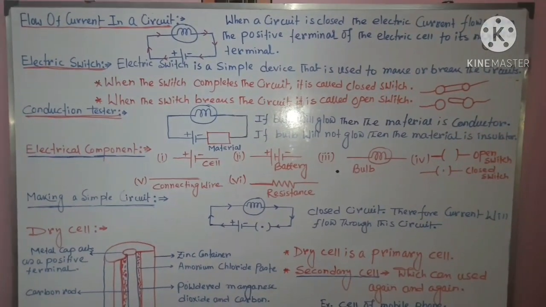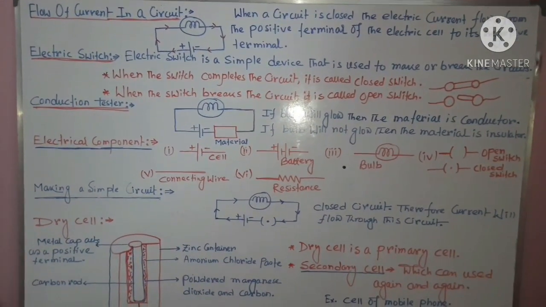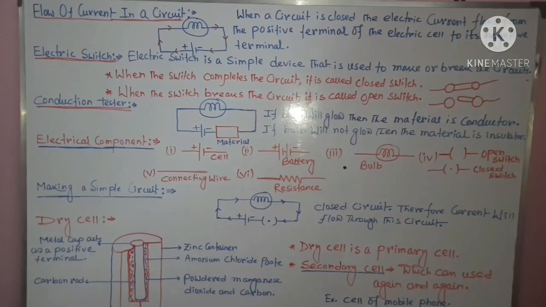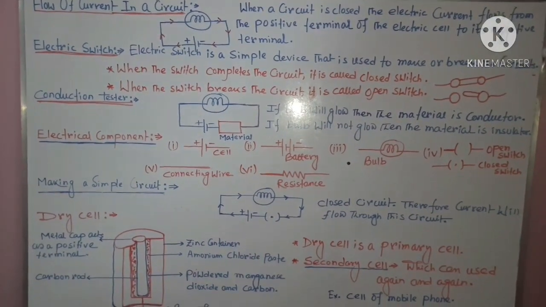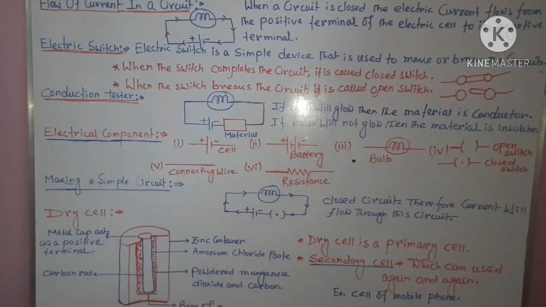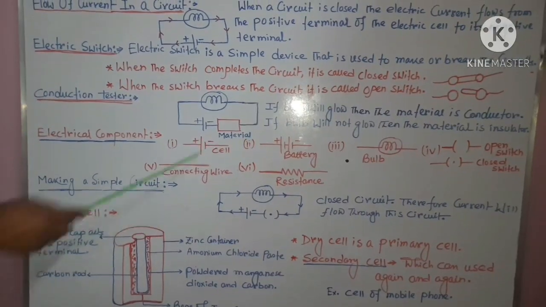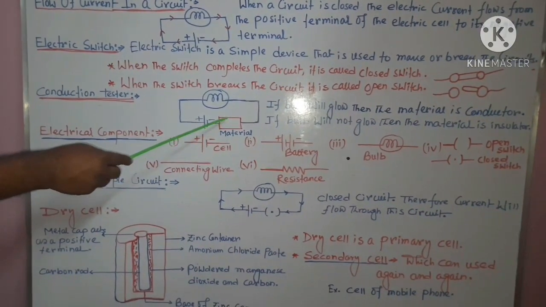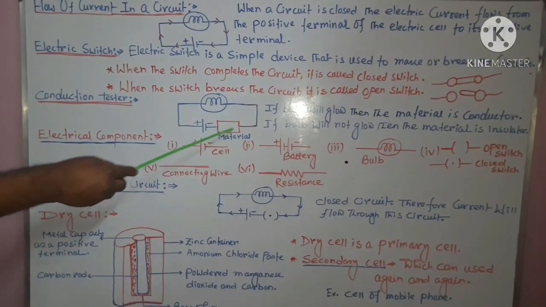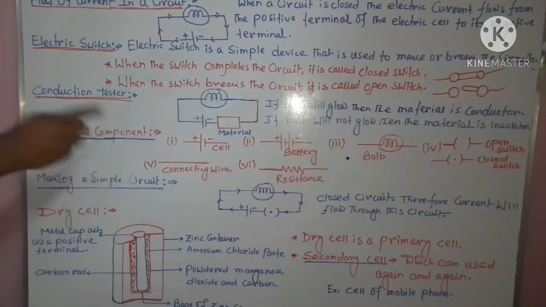Okay. Next student, suppose I give you a material and I say to you to check whether it is a conductor or insulator. You can check it by making a simple circuit. See the diagram. Conduction tester. So this is a material I provided to you for checking whether it is a conductor or insulator. Therefore, you can make a circuit like this.